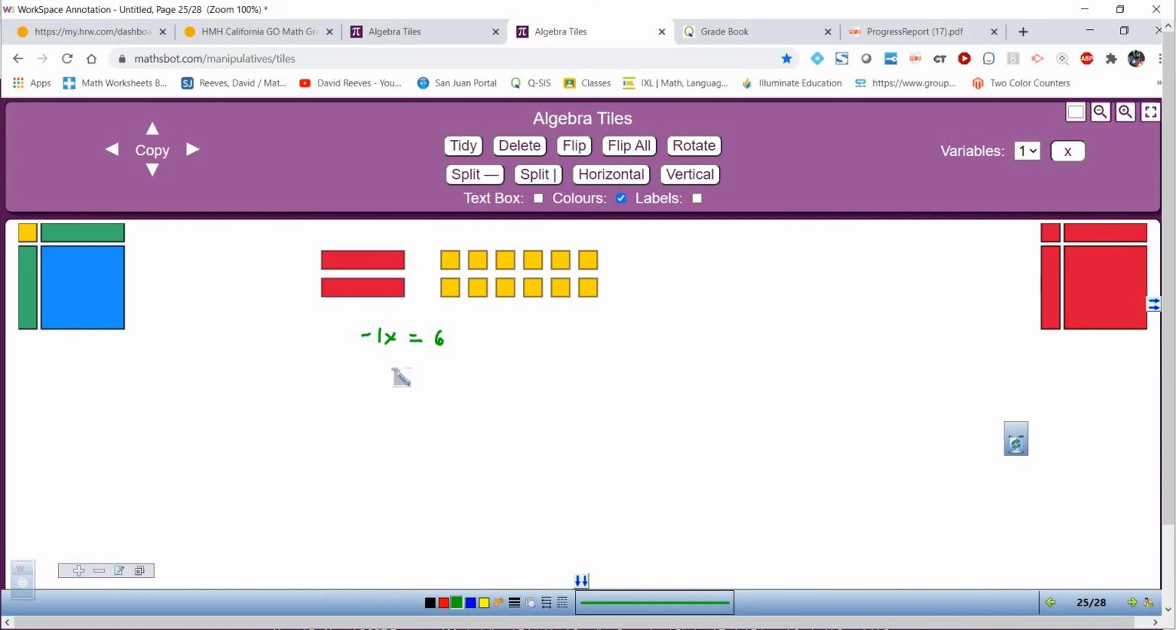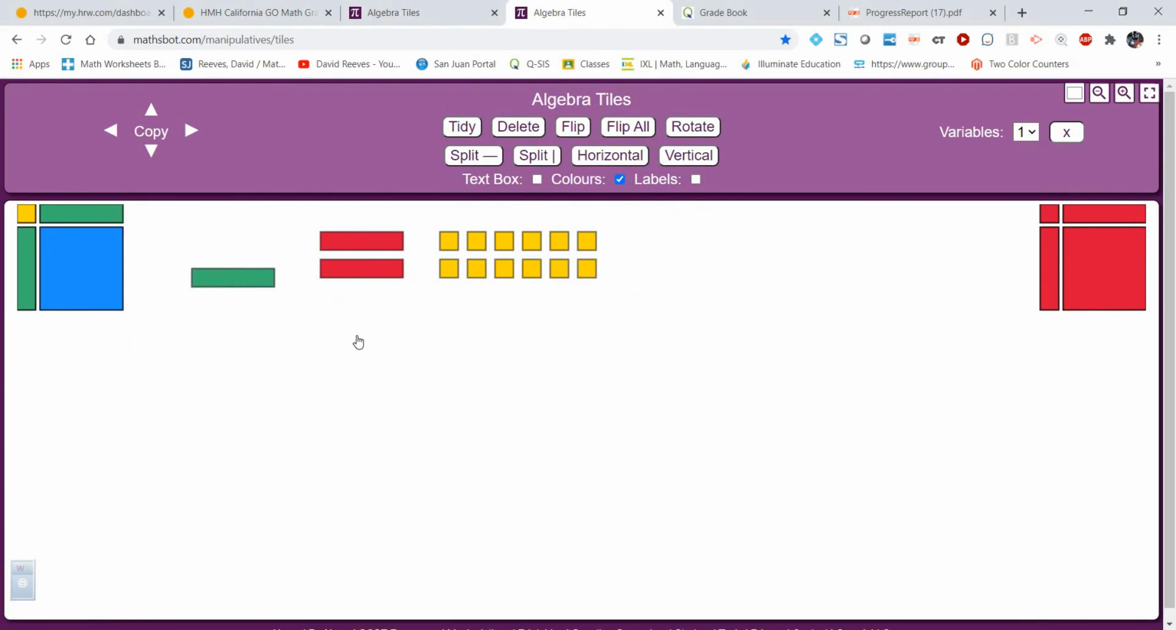All right, but the answer I'm looking for is not a negative x. I don't want a negative x. I want a positive x, right? So what I need to do is divide or multiply by -1, and that would give me x is equal to -6, right? Well, multiplying or dividing by -1 in algebra tiles involves making everything the opposite color, right?